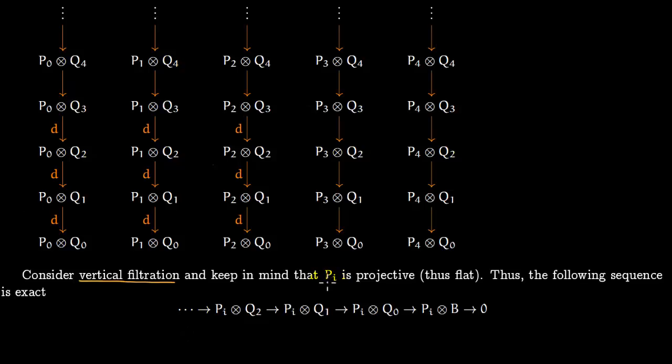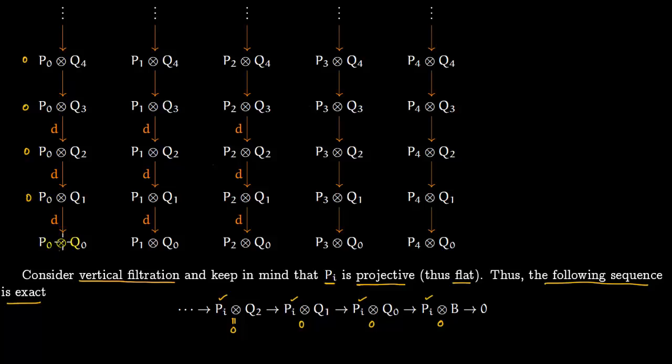Now keep in mind that each of these P_i is projective because our resolution was projective, and therefore it is flat. By flatness, if you take the tensor product like this, you will get an exact sequence. The following sequence is exact because each P_i is projective, and you are taking the tensor product with the projective resolution of B. As you can see, B is here, and then Q0, Q1, Q2, and so on. Exactness means that if you take the homology of this, everywhere it will be 0. So the homology here would be 0, here 0, and so on.